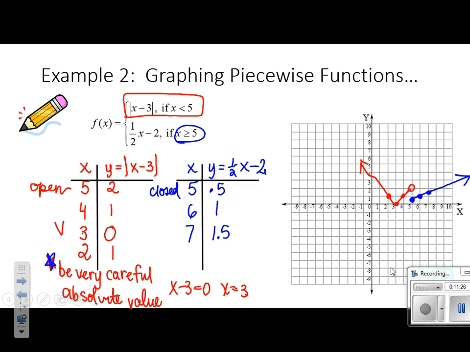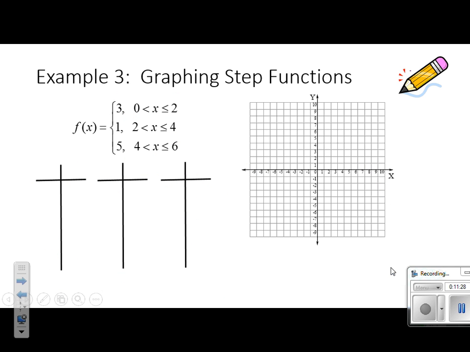All right, now here's a third example. This is called a piecewise function, but it's also called a step function. Okay, and you're going to see why in a second. All right, so this says f of x equals 3. So we want to make a table for each one of these. I'm going to color code them, but I only want to graph between 0 and 2.